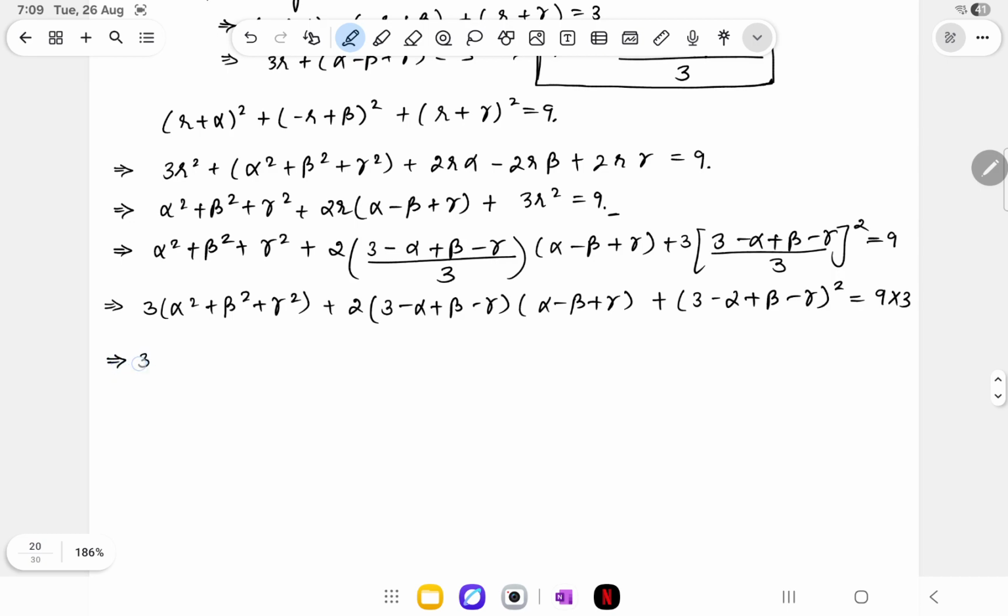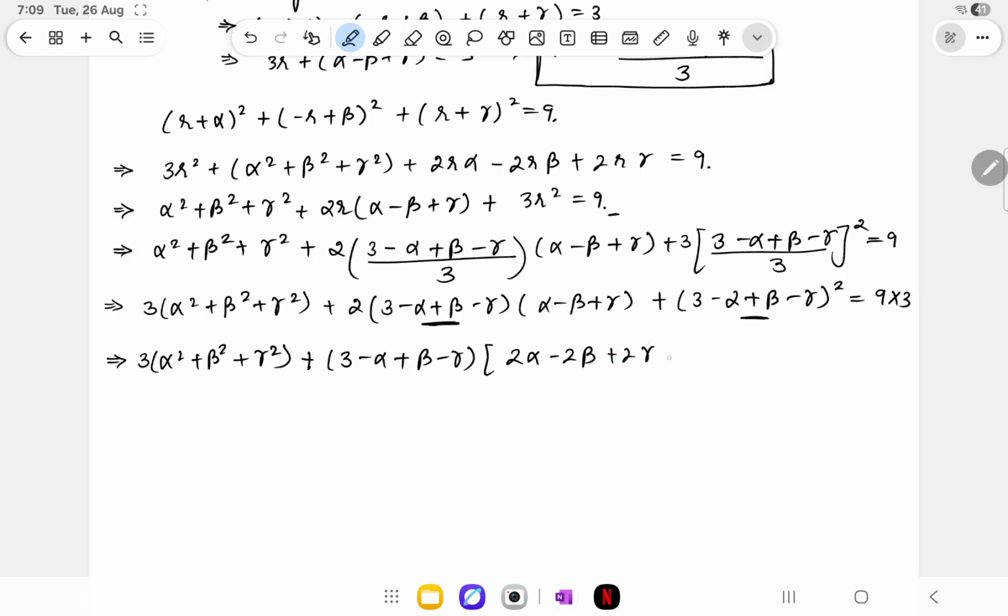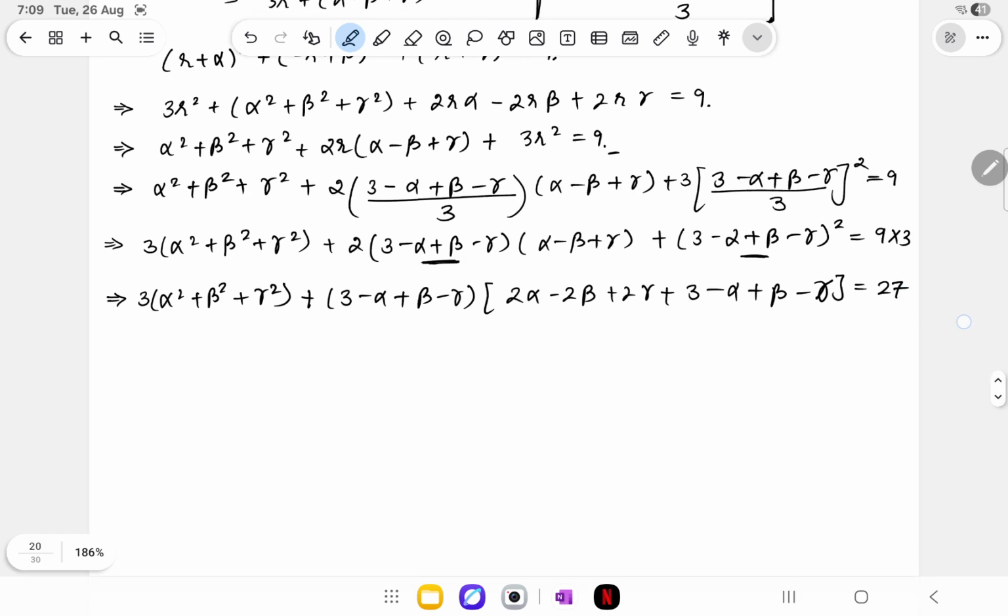So what I am left with is 3 into alpha square plus beta square plus gamma square plus, now what I can do is I can take out one of these terms. I can take common this term from both these, so I'll get 3 minus alpha plus beta minus gamma into 2 alpha minus 2 beta plus 2 gamma plus 3 minus alpha plus beta minus gamma is equals to 27.